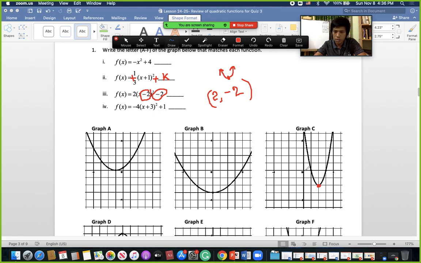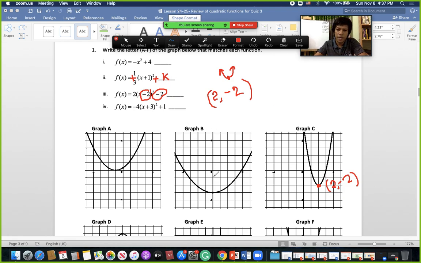This is 2 comma minus 2. So the vertex actually matches. You can say, sir, why are you not looking for other values, suppose x intercept, y intercept? We can go ahead and find the x intercept and y intercept also if necessary.